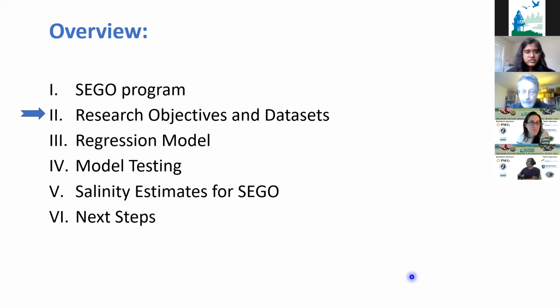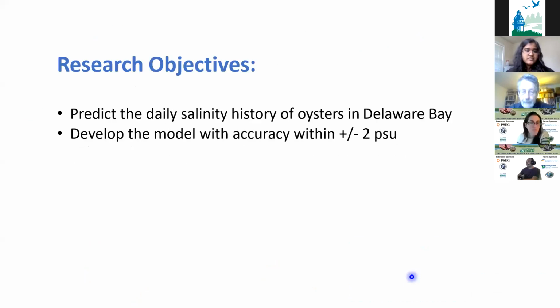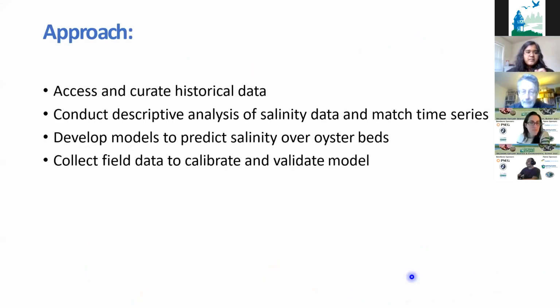So now I'm going to talk about my research objective in this project, which is to predict the daily salinity history of oysters in Delaware Bay and develop the model with accuracy within ±2 PSU. So our basic approach is to access and curate historical data, conduct time series analysis, and then develop models to predict salinity over oyster beds, and then collect field data to calibrate and validate the model.